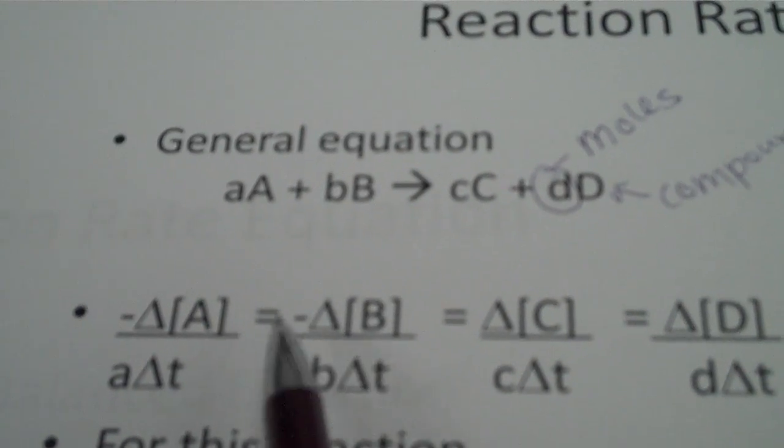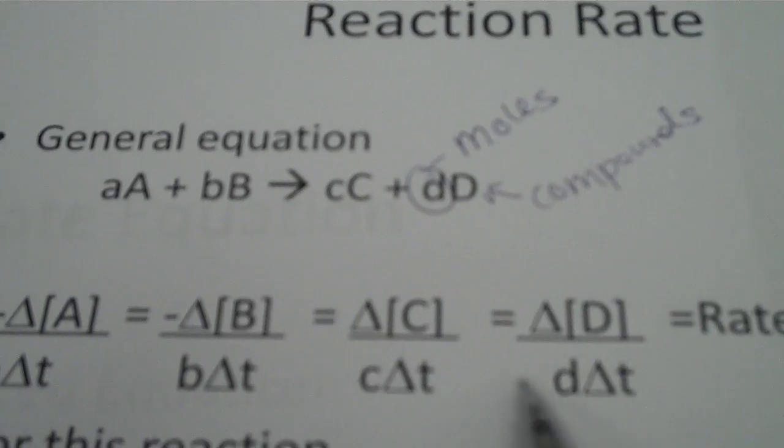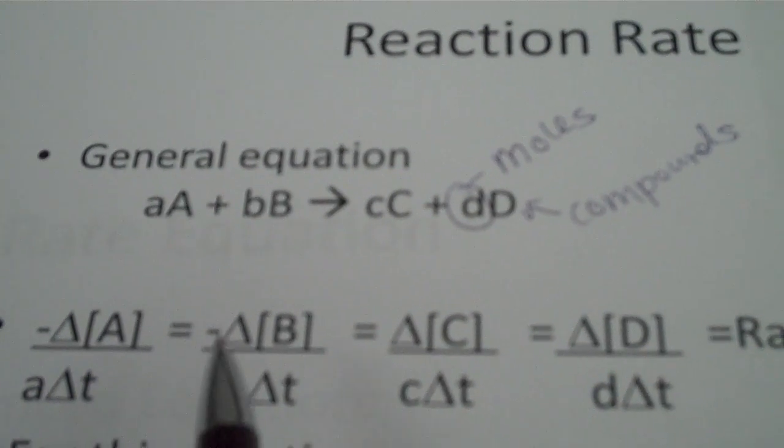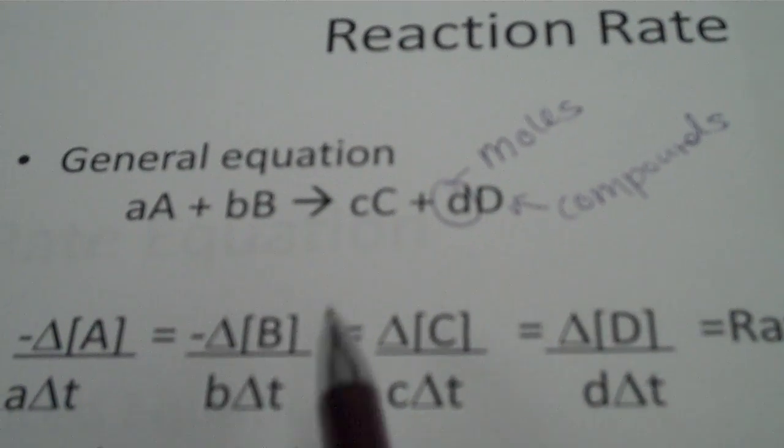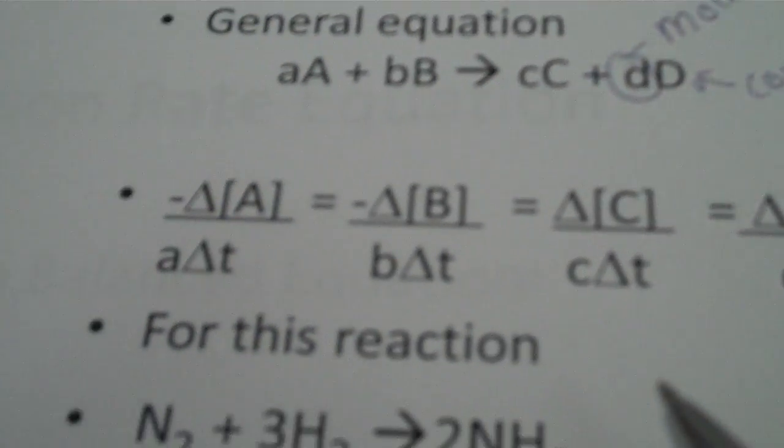The same thing is said for B, negative as well, but C and D are a little bit different in the fact they're going to be positive because they're going to be made. So reactants are negative because they are being used up. Products are positive because they're going to be made. And these all equal the same rate.